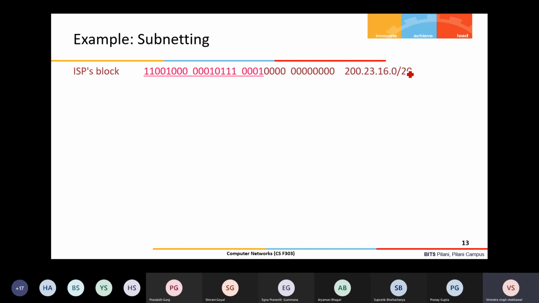So this is a service provider, so this is the block. Now this CIDR notation, what does it indicate to you? This is the corresponding binary representation. This indicates that my network prefix has 20 bits. So how many hosts can be there in this IP address block? How many host addresses are there?